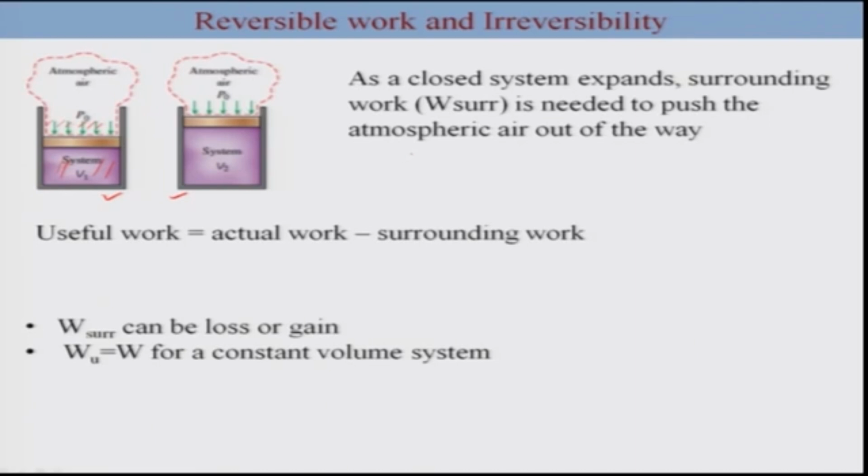So this surroundings work can be written as the atmospheric pressure multiplied by the change in the volume of the system. Thus the useful work would be the actual work minus whatever work the system has to do on the surroundings in order to change the system volume. So this is going to be W. This could be a loss or gain. For the case of gain, one can consider when the system undergoes compression, where the atmospheric pressure helps the compression process, and thus W surrounding represents a gain.